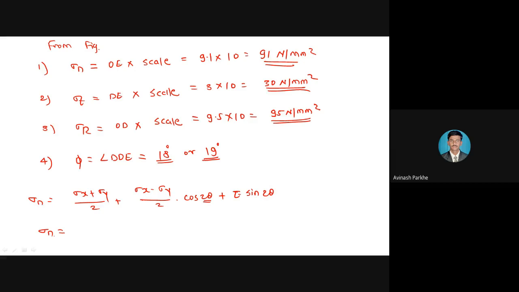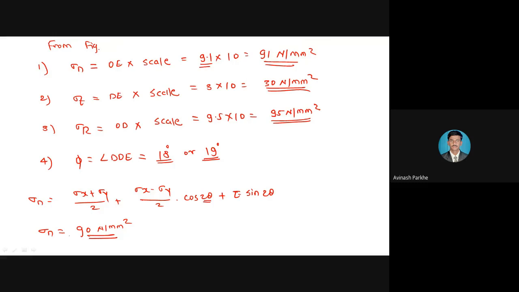Sigma x is given, sigma y is given, shear stress tau is 20 Newton per mm square, 2 theta angle is 45 degree. Yes, 90. Sigma n is equal to 90 Newton per mm square. So others, please check whether your answer is coming 90 Newton per mm square. Those who got this OE distance as 9 centimeter, so 9 into 10, 90 Newton per mm square.